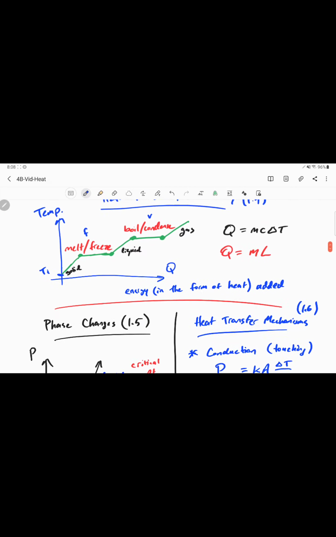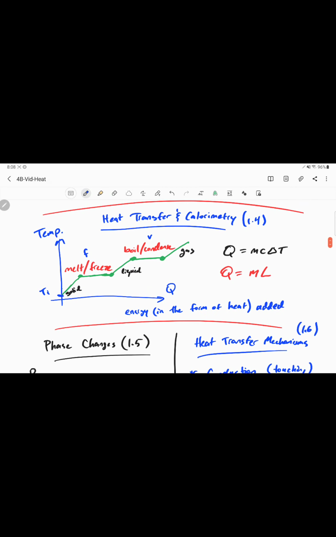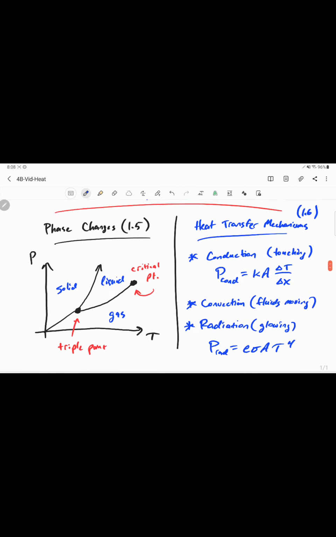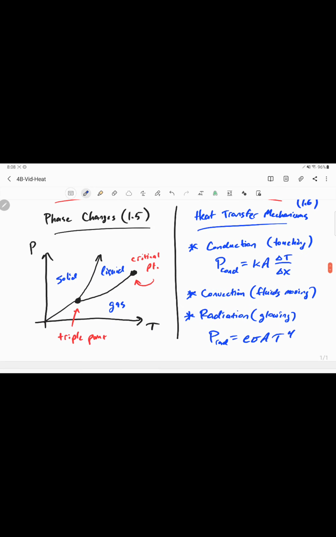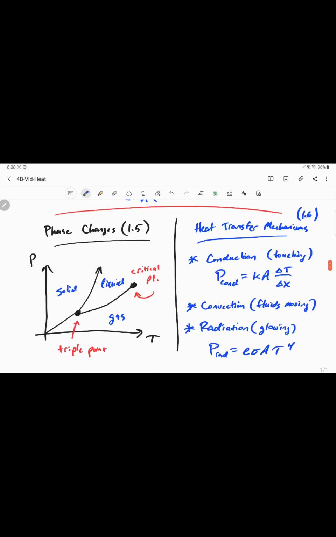So another way of looking at this info, temperature versus energy added or heat added, is in this graph on the left right here. So this graph is about phase changes. Now what you're used to is that a solid will melt first, and then you have to heat the liquid up to boil. So that happens as long as you're at a pressure. Suppose your starting point was right here. Maybe this is atmospheric pressure and this is the starting temperature of your substance.